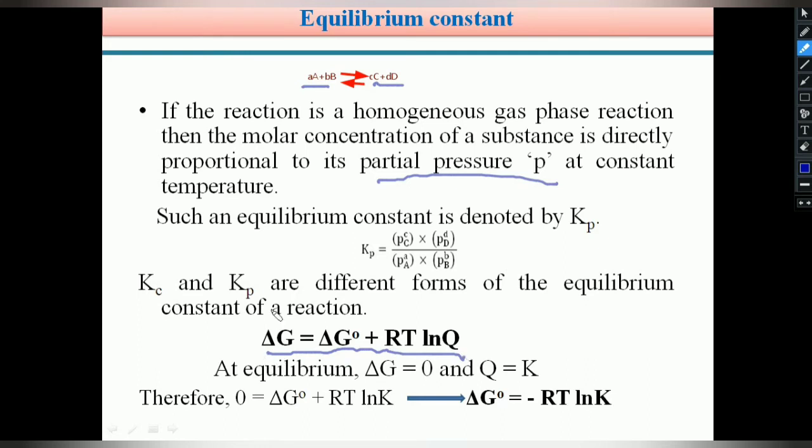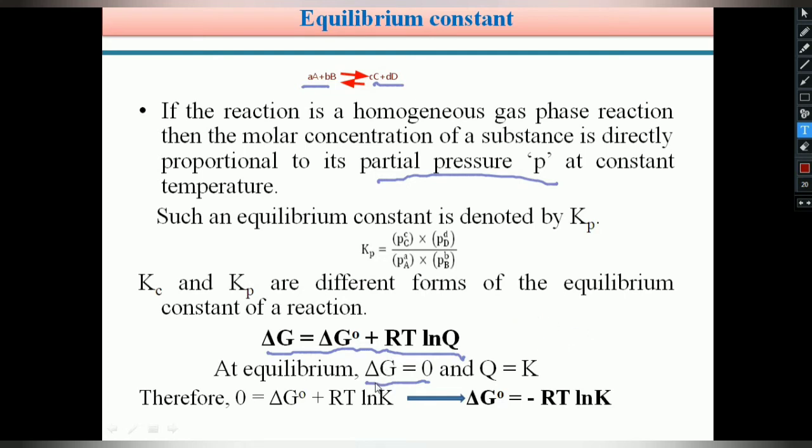Here it is an equilibrium reaction. Both the forward reaction and the backward reaction take place at the same rate. In that case, at equilibrium, the change in free energy delta G becomes 0. Students, I think you remember: if delta G is positive, it is a non-spontaneous reaction. If delta G is negative, it is a spontaneous reaction. If delta G equals 0, it is an equilibrium reaction. So we have already learned this concept.